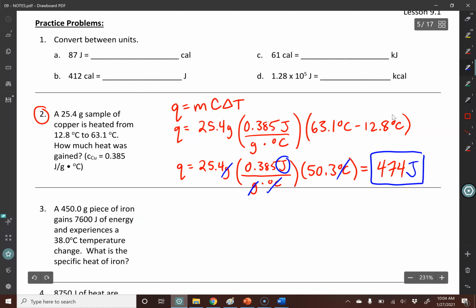And sure enough, the unit for energy, or for heat in this case, is going to be joules. So you can always get your units to cancel so that you can figure out what unit should be applied instead of trying to memorize what unit goes with which variable. All right, let's go back and wrap up the notes.